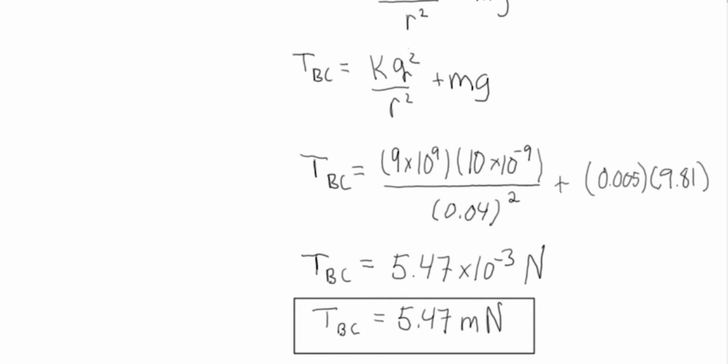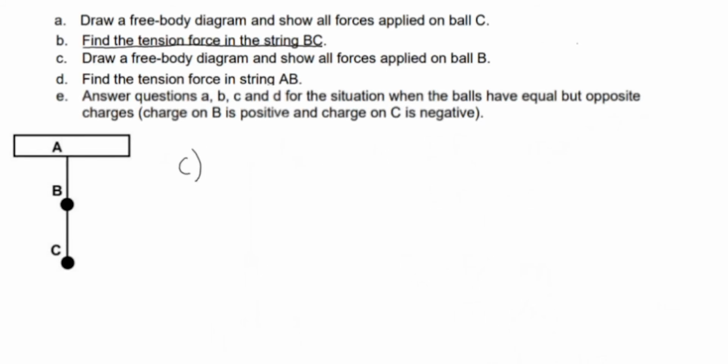Okay, moving on. Okay, part C. Draw a free body diagram and show all forces that are applied on ball B. Alright, so here's my ball B right there. Now again, we're going to assume that we are on planet Earth. So we're going to have the weight, or the gravitational force, pulling us down. Call that mg.